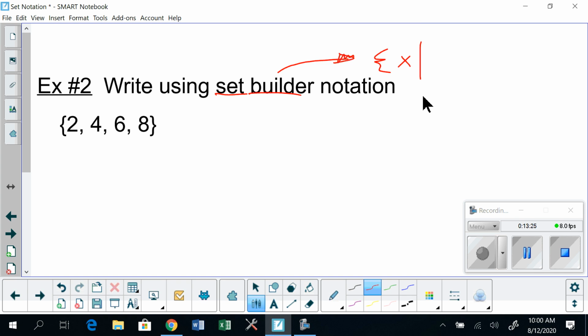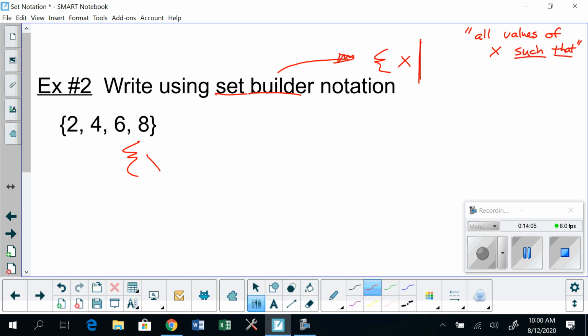Now there's a meaning behind this. When you ever see this symbol, this literally translates to all values of x such that. When you see this vertical line here, that actually means such that. So when you write a set using set builder notation, here's how you're always going to start. You can use whatever variable you want. I used x, but this translates to all values of x such that. So let's look at the set we're given. We're given the numbers 2, 4, 6, and 8.